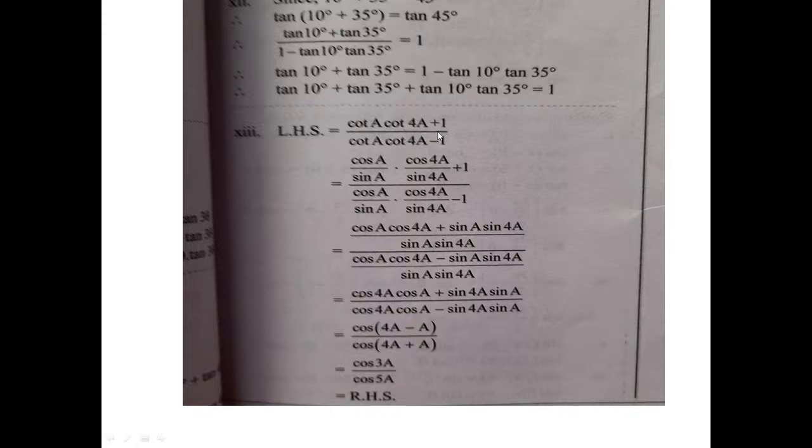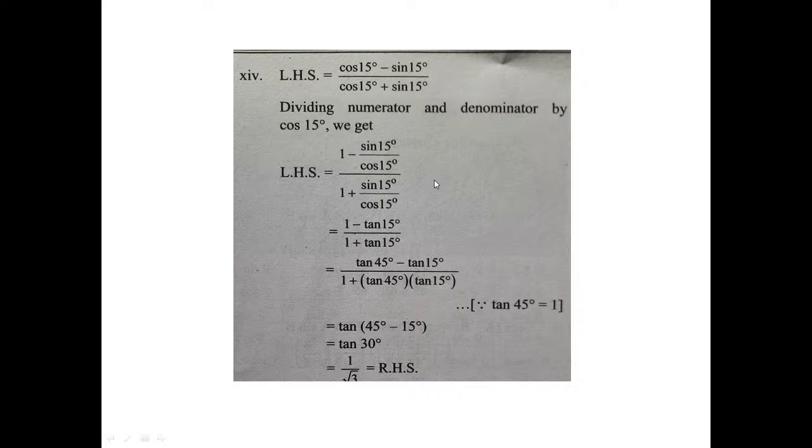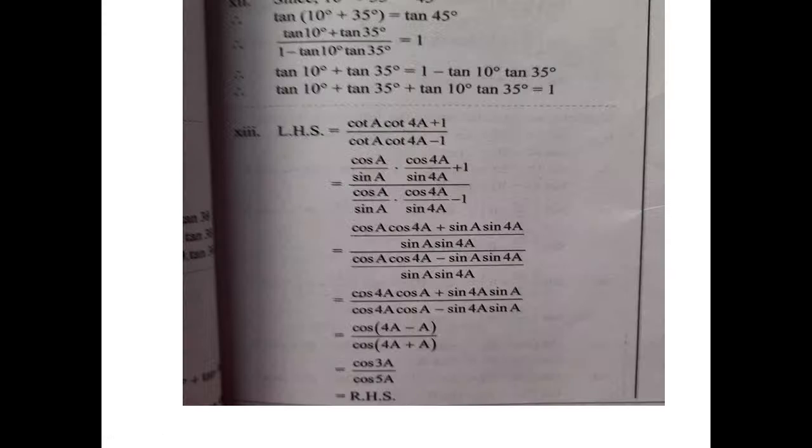Example number 13. Cot A into cot 4A plus 1 upon cot A into cot 4A minus 1. So cos A upon sin A into cos 4A upon sin 4A plus 1, upon cos A upon sin A into cos 4A upon sin 4A minus 1. We know the ratio of cot is cos upon sin. Cross multiplication: cos A cos 4A plus sin A sin 4A upon sin A sin 4A, over cos A cos 4A minus sin A sin 4A upon sin A sin 4A.